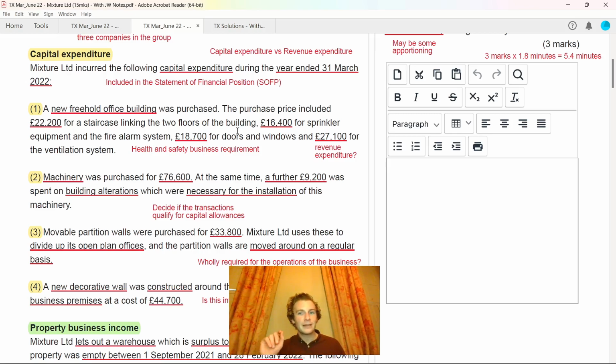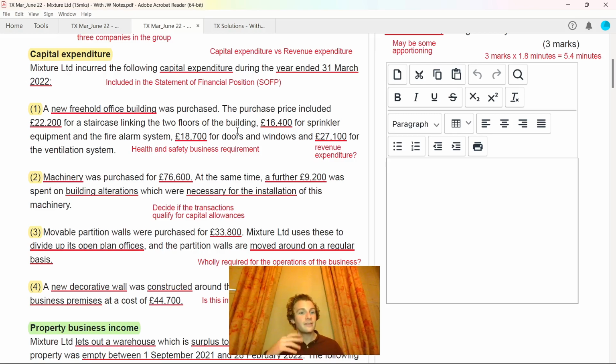Then we come on to capital expenditure. Remember, we were asked in the requirement just to list out those 4 areas, keep it simple. But you've got to determine going through, is it capital expenditure to capitalise it, or is it revenue expenditure? Are we going to treat it as an expense in the income statement?